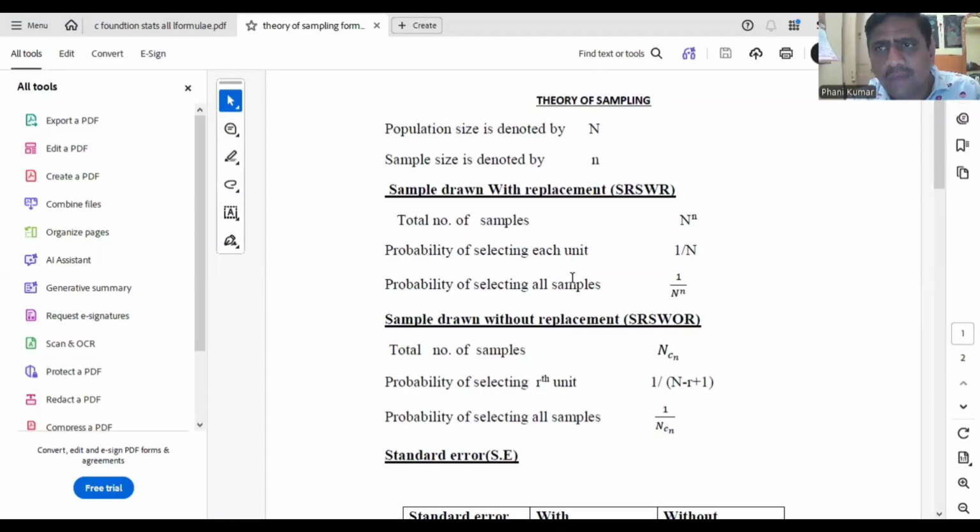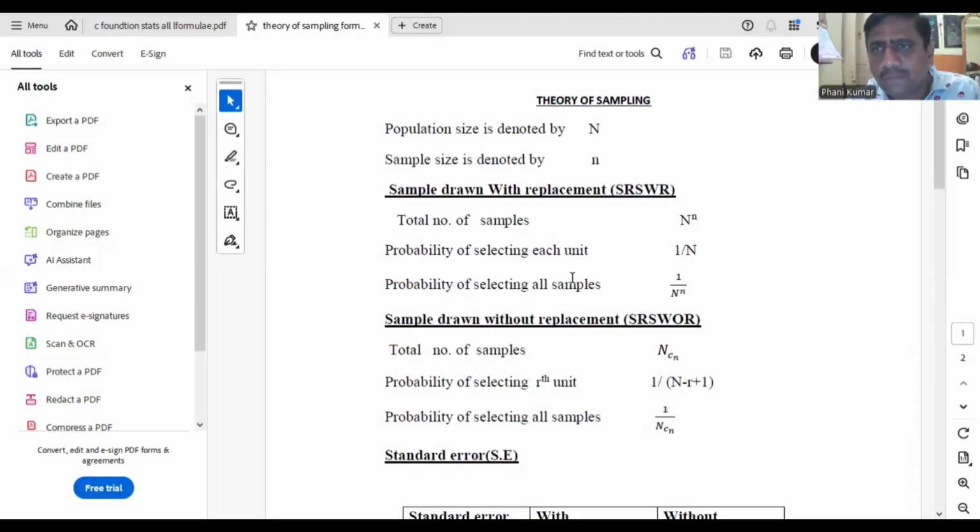When you are drawing samples from a population of size capital N with replacement, the total number of samples is capital N power small n. In this case, the probability of selecting each unit is equal to 1 by capital N, and the probability of selecting any one sample is 1 by N power n.